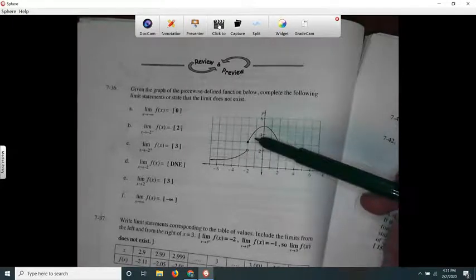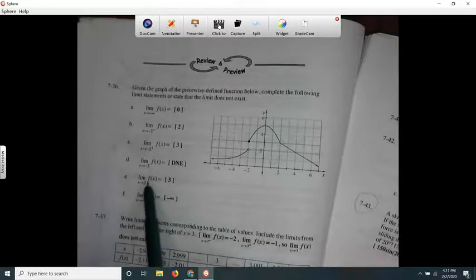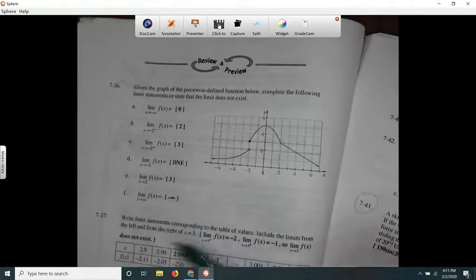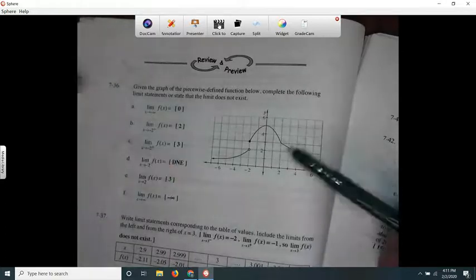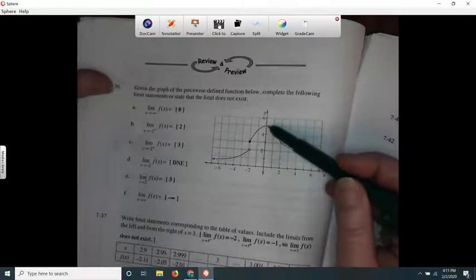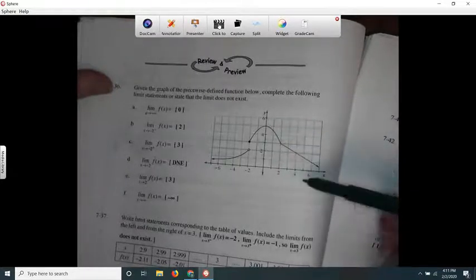It does not exist. And then letter E, limit as x approaches +2. You'll see there's no little plus or minus right here. So they're wanting us to approach from both directions, the right and the left. And no, even if I approach from the left, I end up with 3. If I approach from the right, I also end up with 3. So the answer is 3.